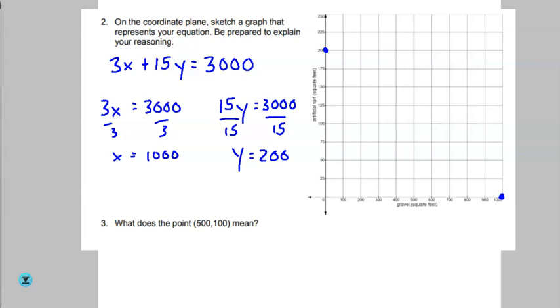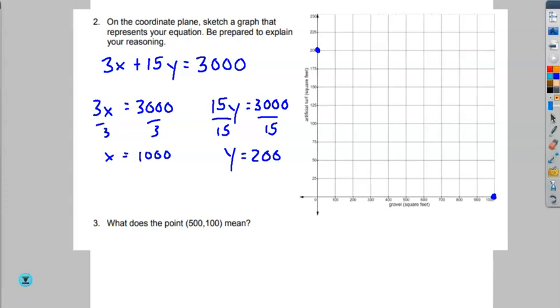So then I just need a line connecting those two intercepts. That's it. So on the coordinate plane, sketch a graph that represents the equation. That would be your graph.